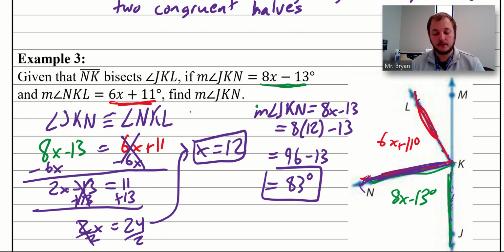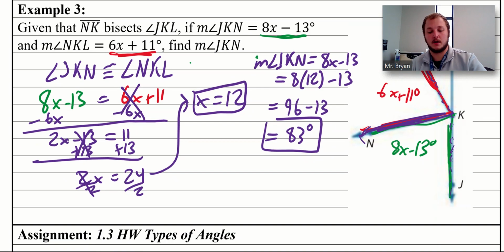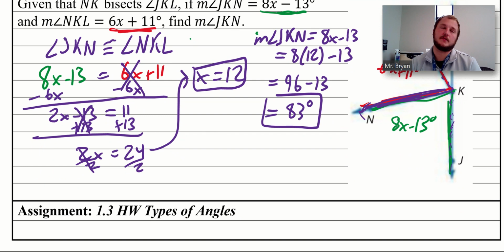All right, so hopefully this makes sense to you guys. You will be practicing a good amount of problems using this. The basic idea is I understand a bisector just creates two equal halves, so I just set them equal to each other.